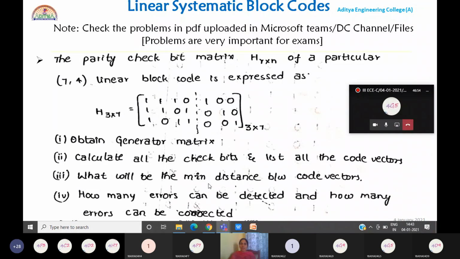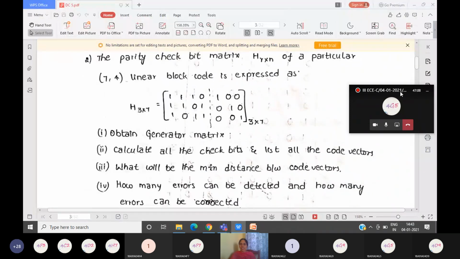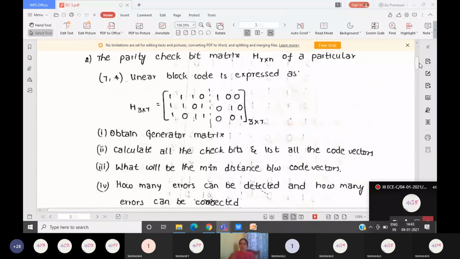The third step is to find the minimum distance between the code vectors. And the fourth step is how many errors can be detected and how many errors can be corrected. Okay, so you can do this. I think you can see the same model problem in the PDF given to you. That is handwritten material. You can see here, this is a model question given to you.